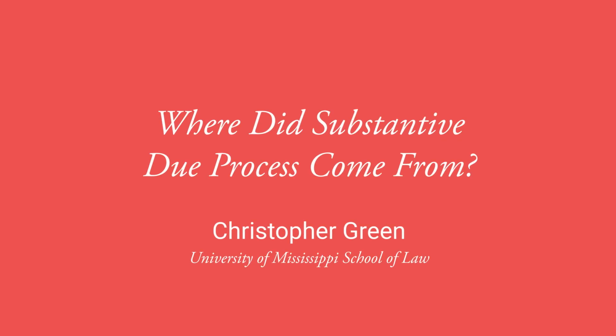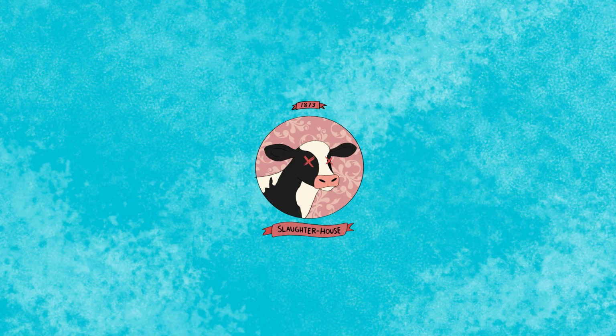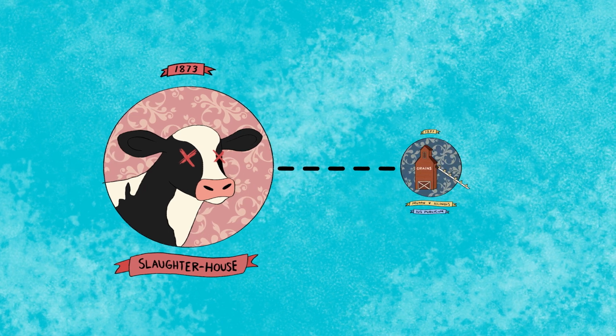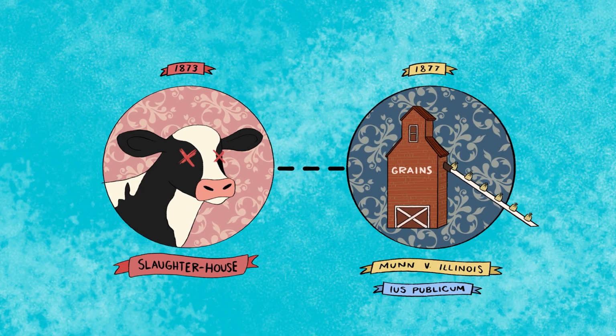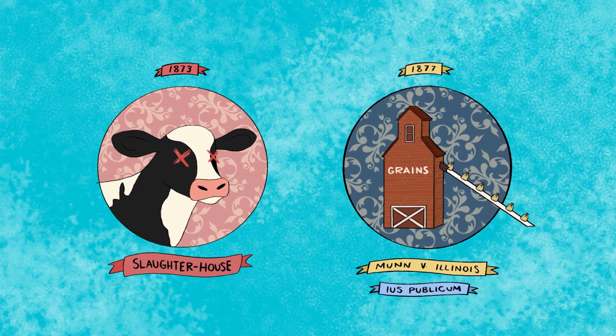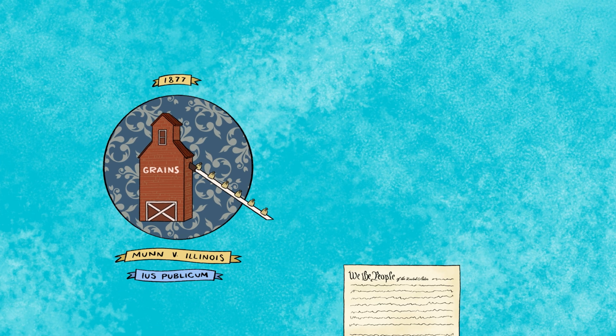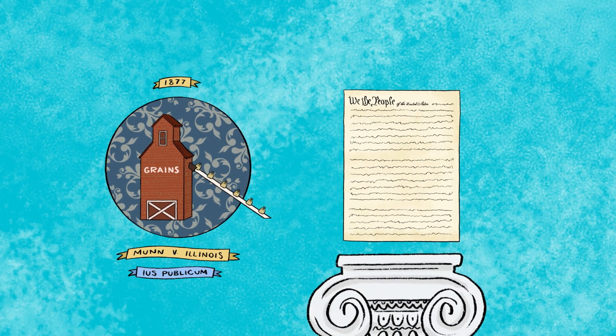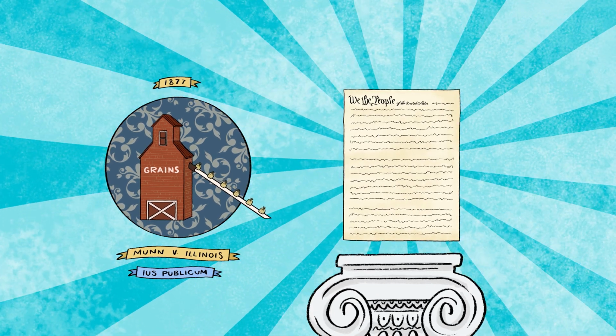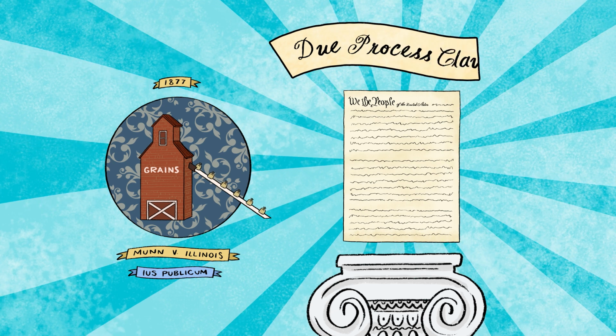The first big case on substantive due process is Munn versus Illinois in 1877. It seems pretty clear that the reason you have the expansion of substantive due process in 1877 is because of the death of the Privileges or Immunities Clause 4 years before in Slaughterhouse in 1873. In Munn, the court says there is an important core of substantive rights protected by the Due Process Clause.